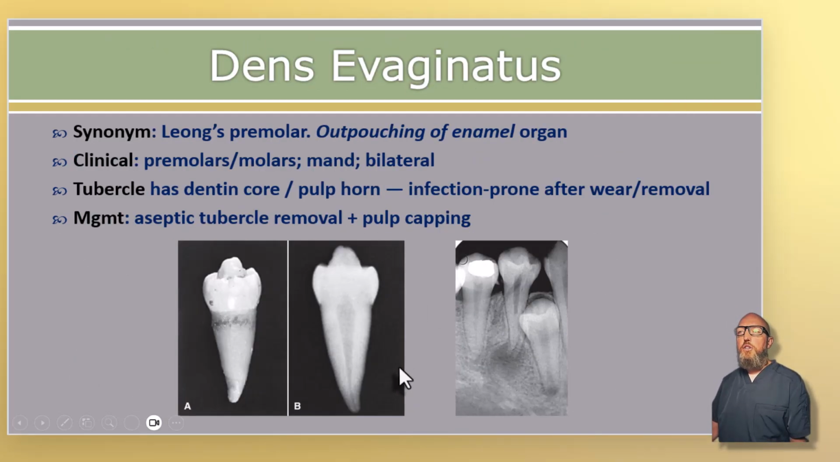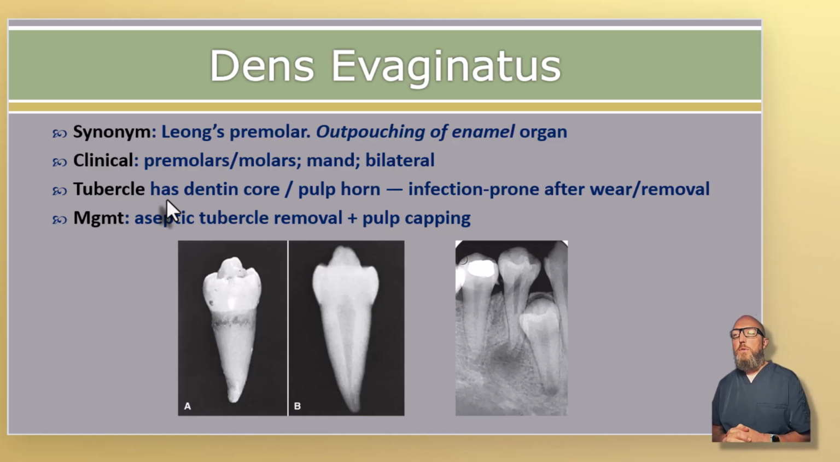And then in contrast with dens invaginatus, we have dens evaginatus, sometimes called Leong's premolar. This is just an outpouching of enamel. Occurs more commonly in the premolars and then the molars. The most common place you'll see this is mandibular premolars. And so this tubercle of enamel, you've got to remember, as enamel grows, dentin starts to grow with it, and there may be a pulp horn underneath.